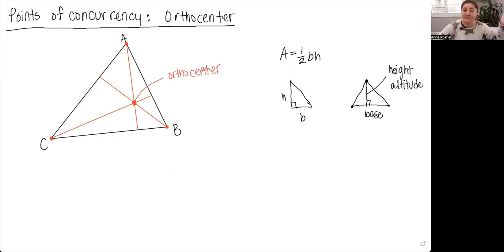And there you have it. It's a point of concurrency. They all meet and they all create these 90-degree angles with the opposite side from the vertex.